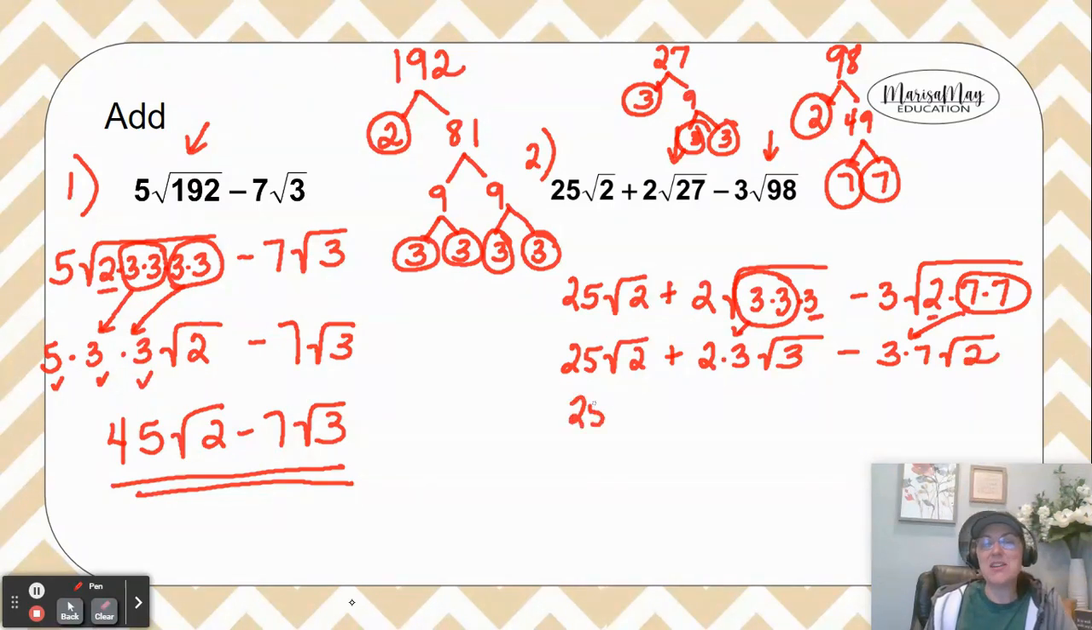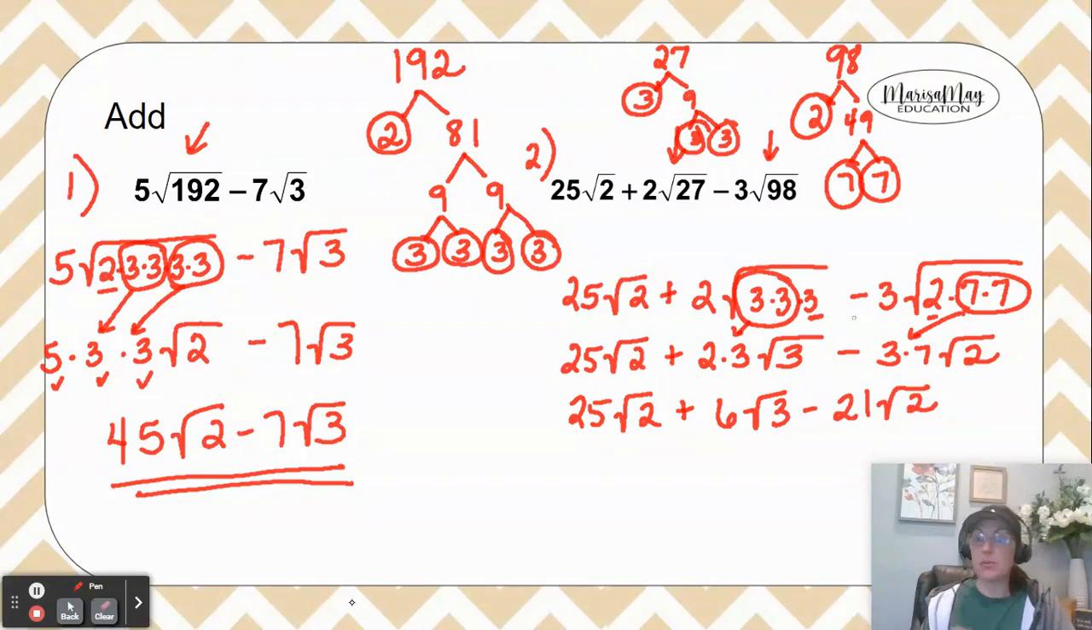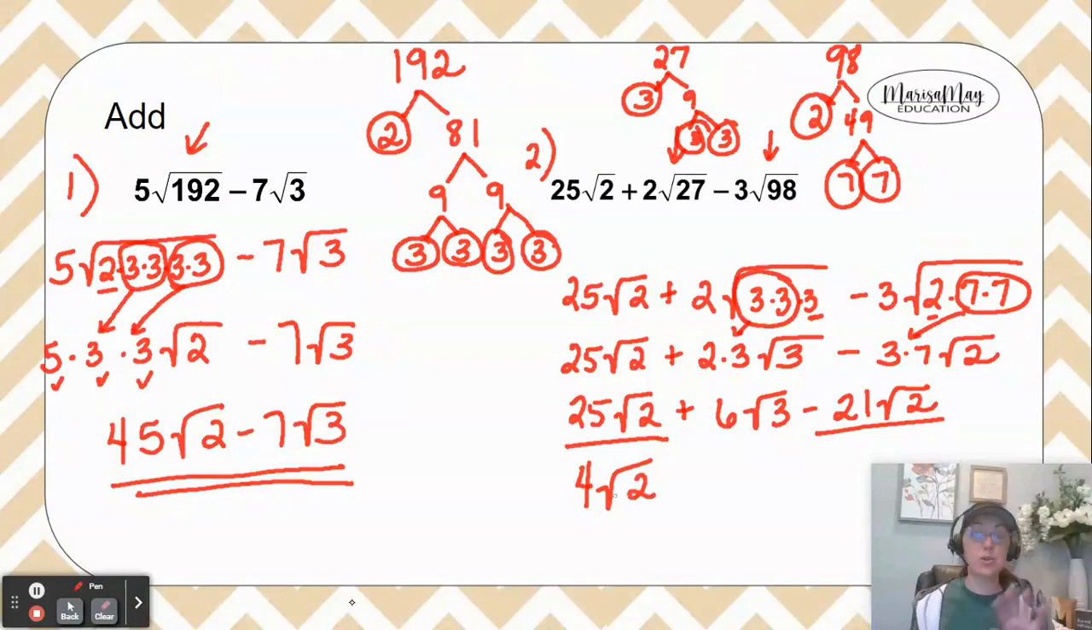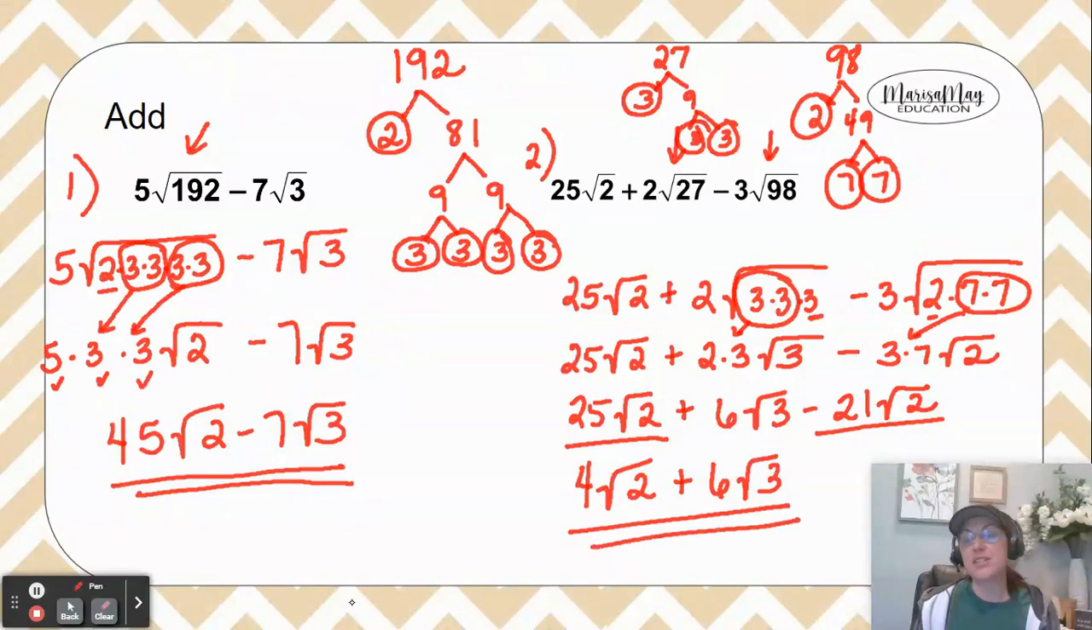So now I have 25 square root of 2 plus 6 square root of 3 minus 21 square root of 2. Now remember, the only ones I can add are the ones with the same number underneath. So I can add the 25 square root of 2 minus the 21 square root of 2. That gives me 4 square root of 2. Notice I just subtracted the numbers in front. I didn't touch the number underneath the square root. And I have to leave the plus 6 square root of 3. So this is my final answer.